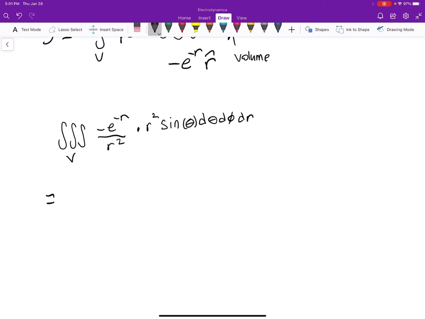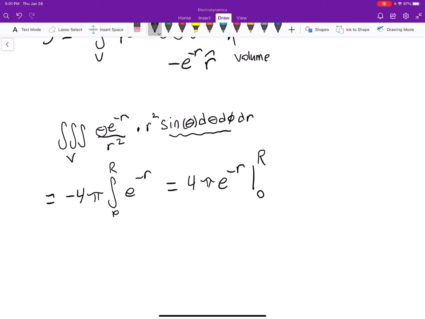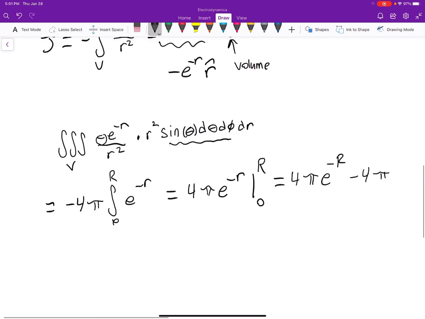Okay, so we kind of already know what sine theta d phi gets us. That's going to be 4 pi. I'm going to factor out this negative, and we're left with just the integral from 0 to r, e to the minus r, which is 4 pi e to the minus r. Now that's positive because the negative and the negative go away. I made a mistake there, so be careful. From 0 to r. Another place I made the mistake is I forgot to evaluate at 0. So you get 4 pi e to the minus r minus 4 pi, because e to the 0 is just 1. Okay? So that is one part.